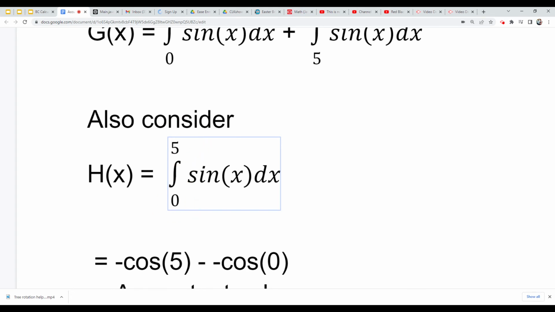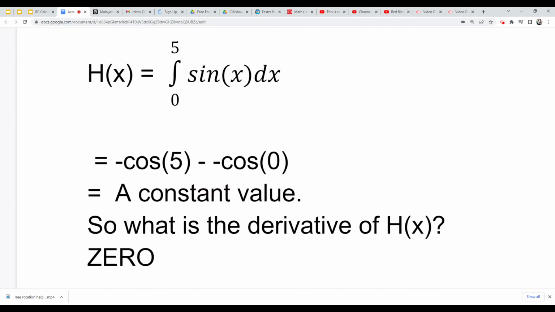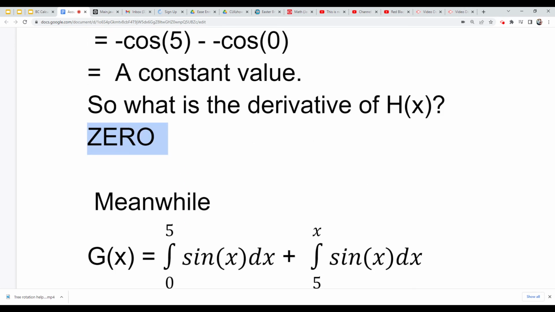But actually, this definite integral goes from a particular value to a particular value, which is therefore the integral from 0 to 5 of the sine of x dx, which is the negative cosine of 5 minus the negative cosine of 0. Okay, and this is a nice intimidating value, but it turns out that the cosine of 0 is a constant value. The cosine of 5 is a constant value, and subtraction doesn't change anything, and negation doesn't change anything from the standpoint of whether we have a constant. h of x is a constant, and what's the derivative of a constant? Or in other words, the derivative of h of x is 0.